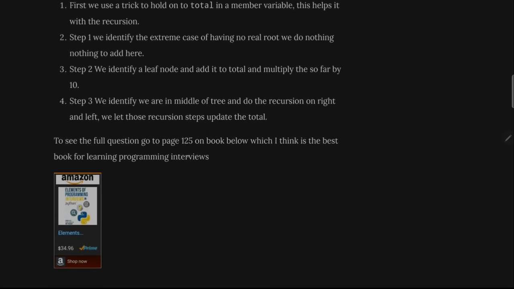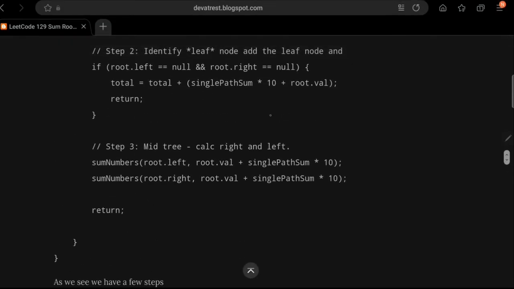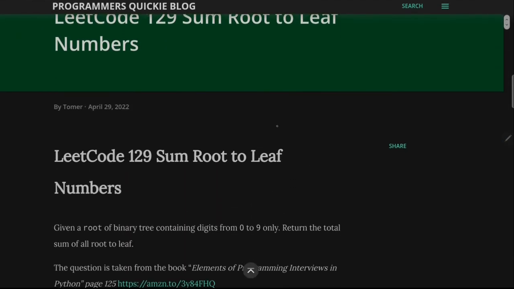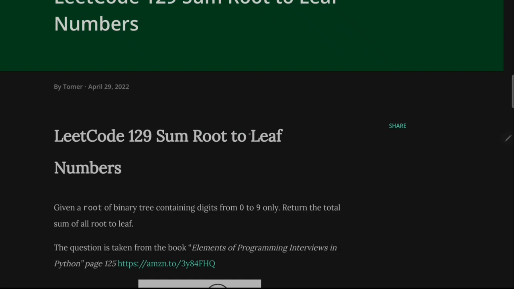This is actually described well on page 125 of Elements of Programming Interviews, which I think is the best book for coding interviews. It has also a version in Java. So this was LeetCode 129, sum root to leaf numbers, where we used recursion to solve the question.